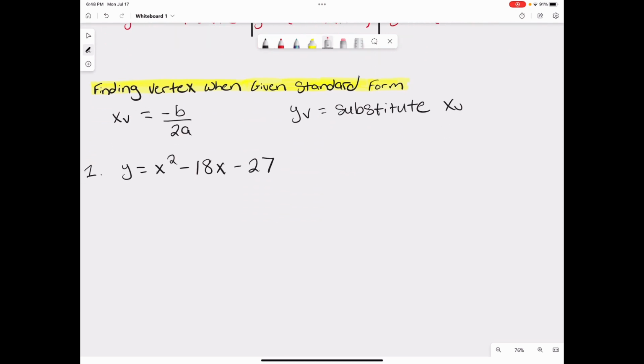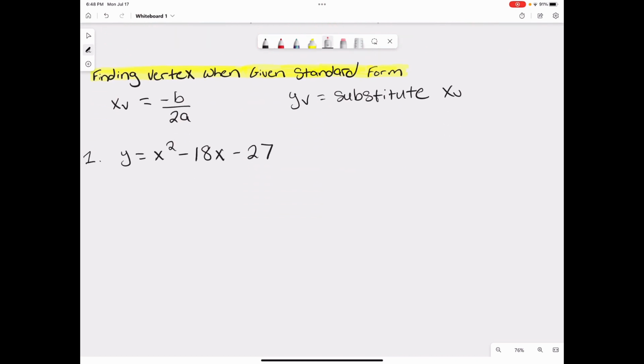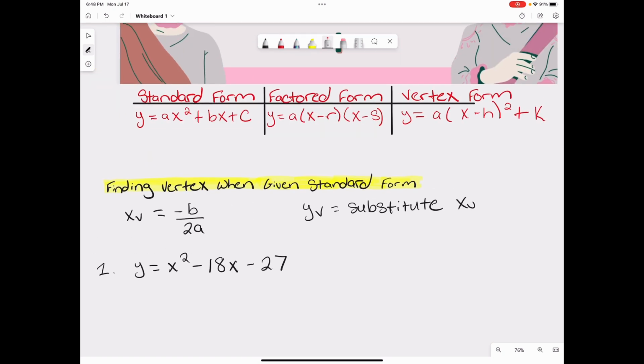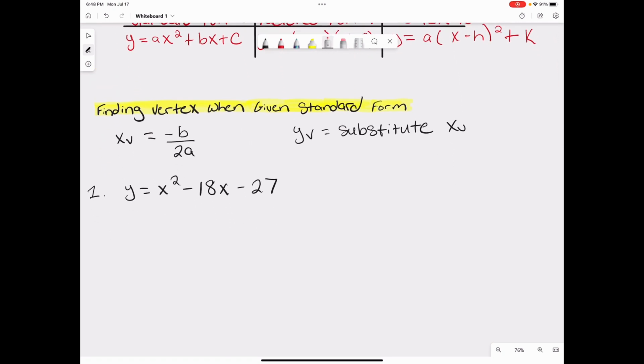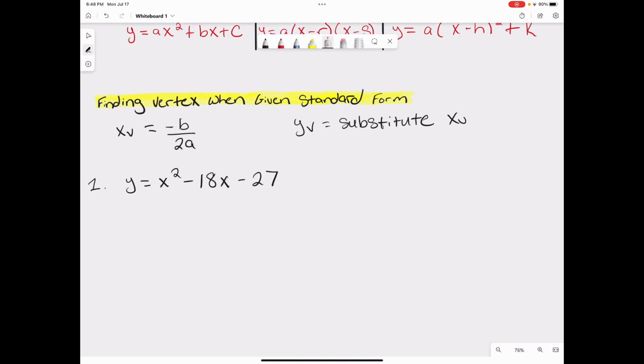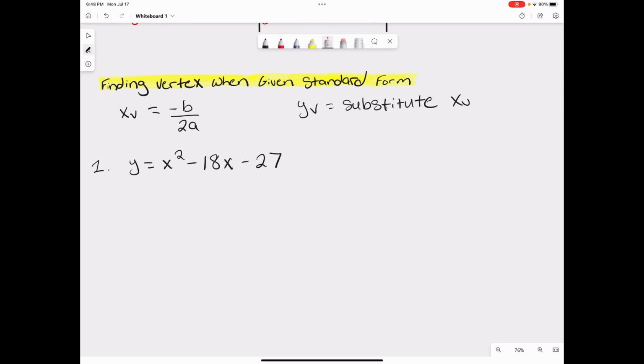So we have to know how to convert from each type of different form or different equation. So first thing we're going to do is find the vertex when given standard form, or we're going to convert from standard to vertex form. And this can be done in 2 steps.